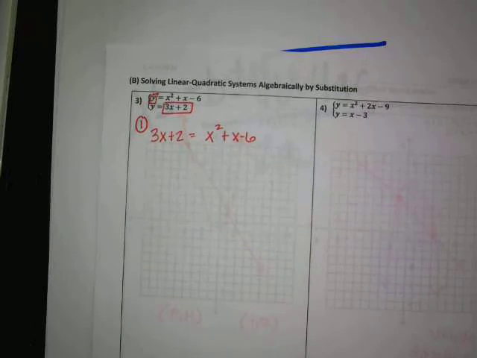Okay, but couldn't that work the other way? You could put the x squared plus x minus 6 first, like x squared plus x minus 6 equals 3x plus 2. You could put it either way. Alright, so I set my 2 equations equal to each other.